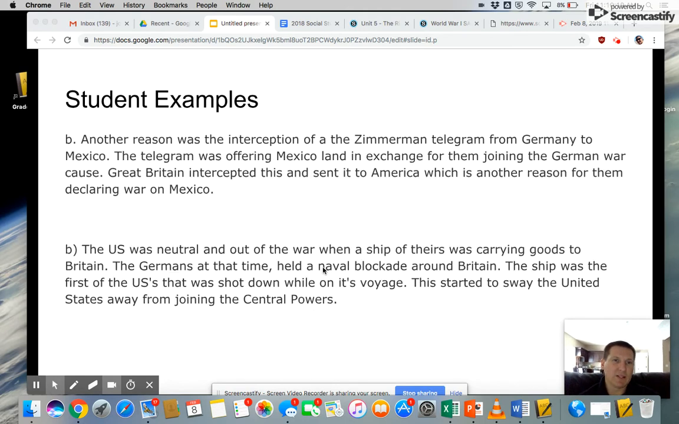Okay, now let's get to the tougher one, B. Remember, what we have to do here is we have to compare and contrast and try to explain how another reason is not as significant as the first reason.